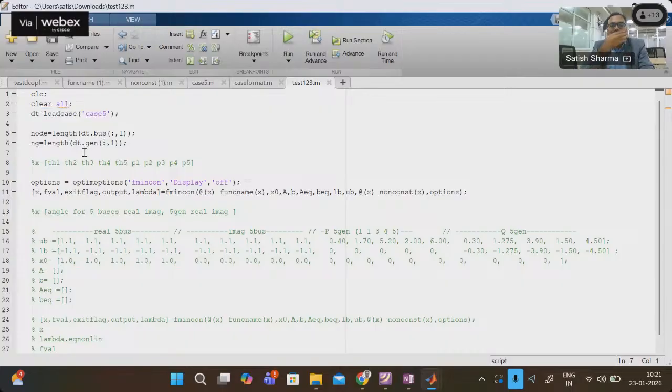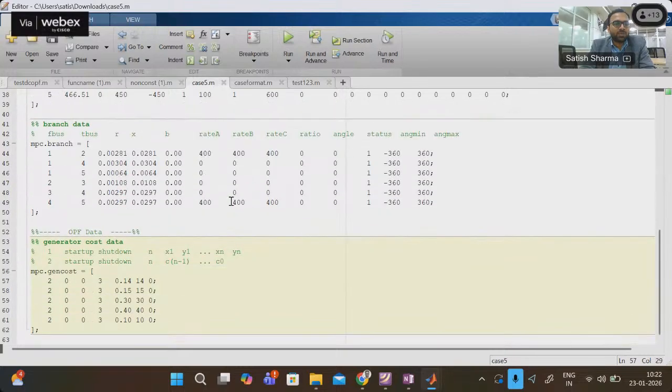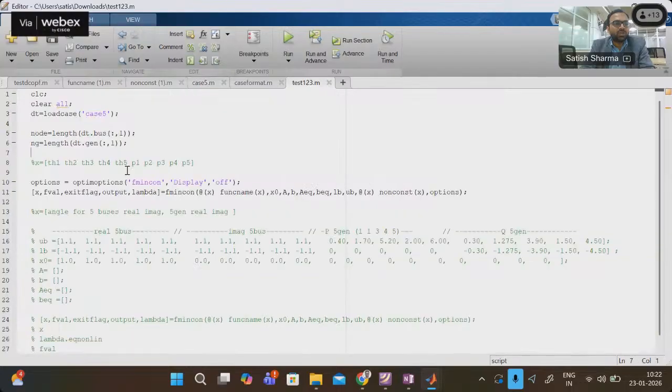Thank you. So first of all, to define the objective function, I need coefficients, and the coefficients are basically provided. If I look at the case file, the coefficients are provided in the generator cost function, mpc.gencost. So gencost will provide me the coefficients. So I will simply supply this particular function, the x.